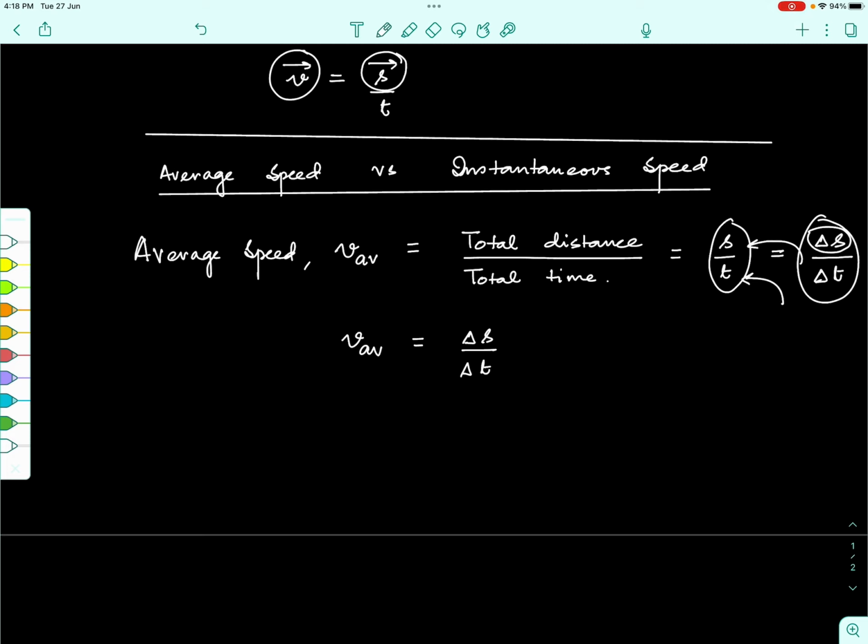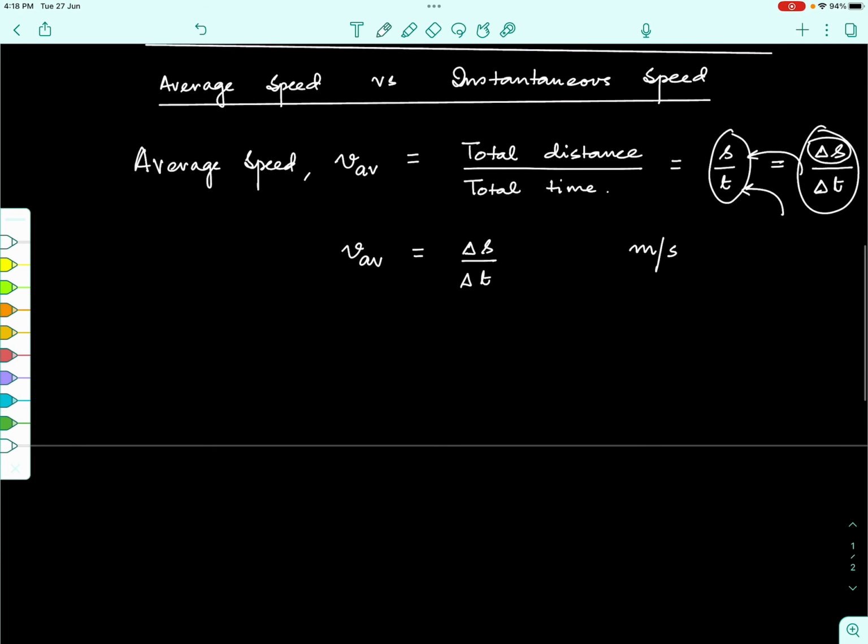Talking about the units, as you can see, this value is still a distance by a time. So, its unit will still be meter per second. There will be no change in the units. It is a speed only. Coming to the instantaneous speed now.